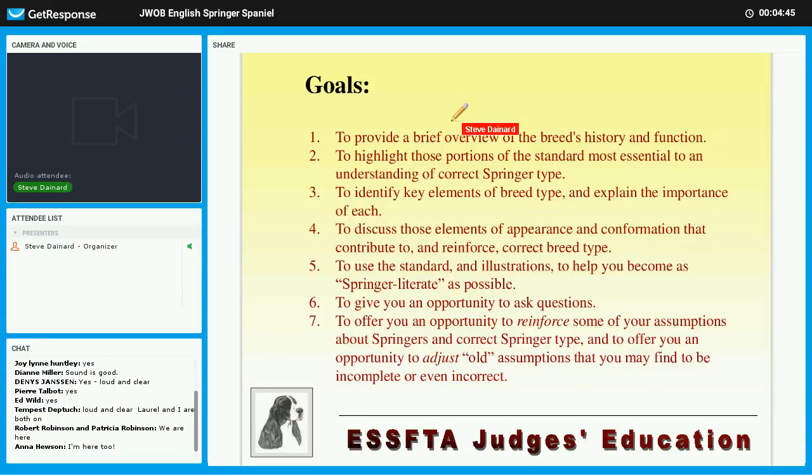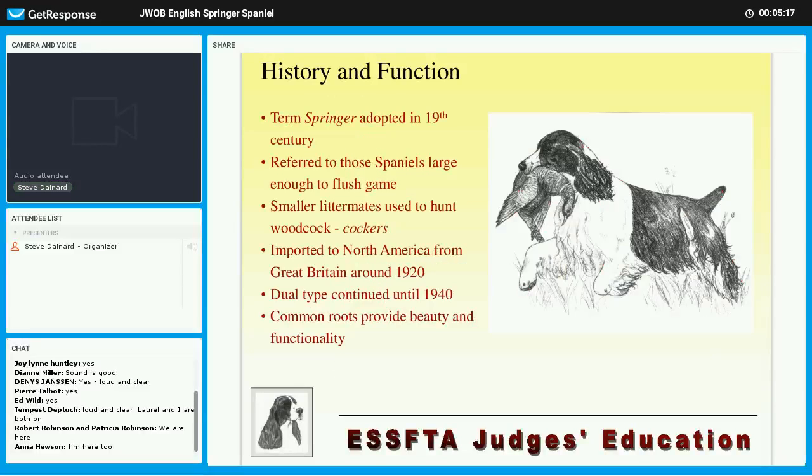So again, we're going to talk a little bit about an overview of the breed, what the English Springer Spaniel was bred for, and we're going to try to get you up to speed and as Springer literate as possible. Please use the chat area if you have any questions, or you'd like me to go back and discuss a certain aspect of the breed. I'd be more than happy to do that. This is very informal and conversational in nature, so please feel free to chime in whenever you feel you have something that needs to be reviewed again.